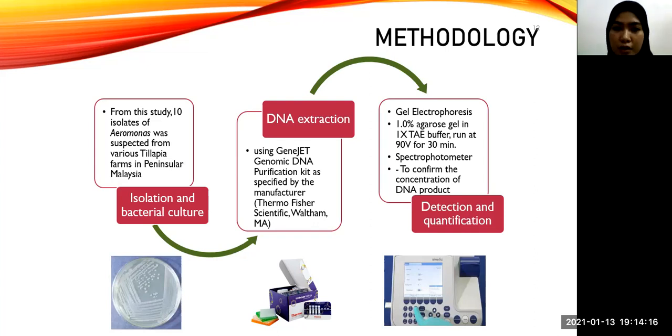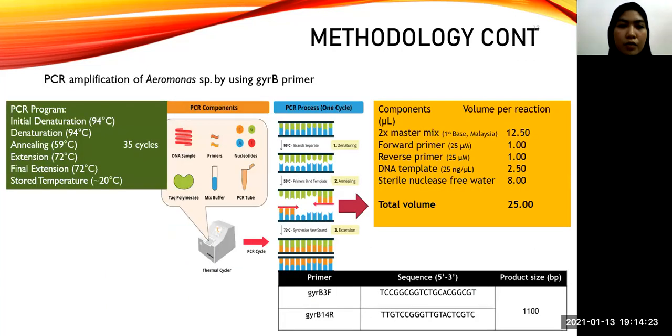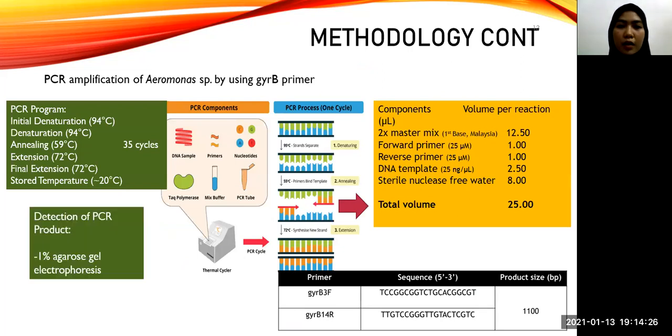For the detection and quantification, I'm using gel electrophoresis, 1% agarose gel in buffer, to confirm the concentration of the DNA product. So this is my PCR amplification by using the gyrB primer. For gyrB there are 35 cycles, with forward and reverse primers, and the product size is 1100 bp.